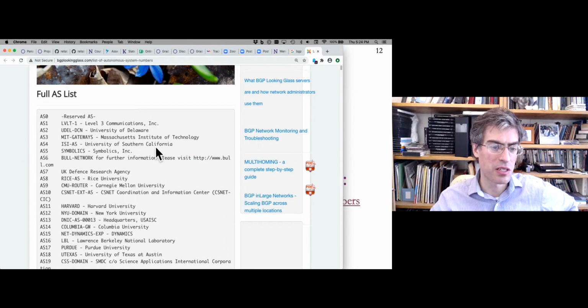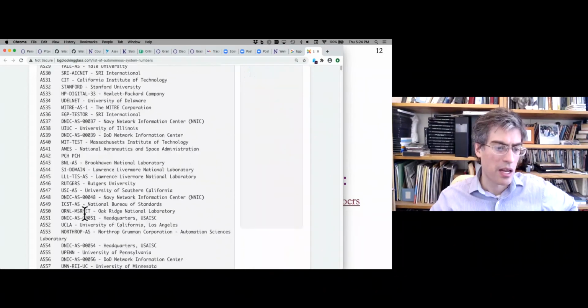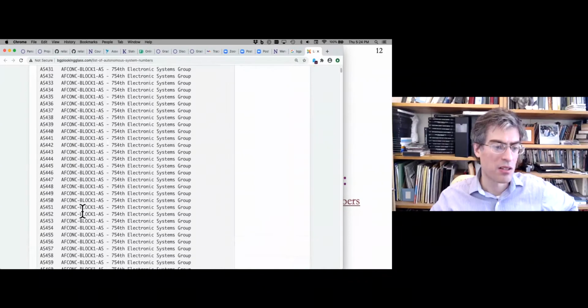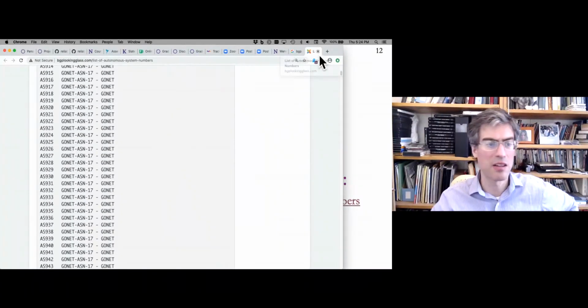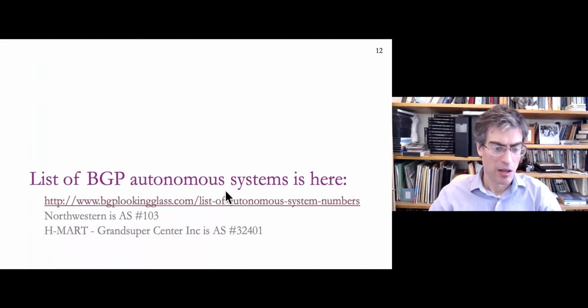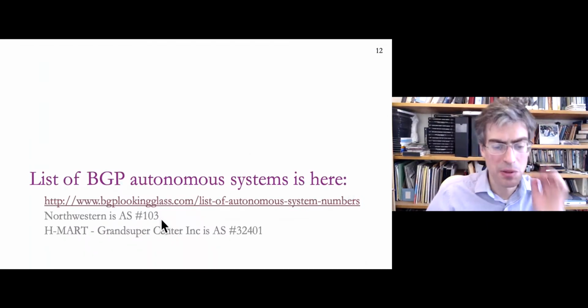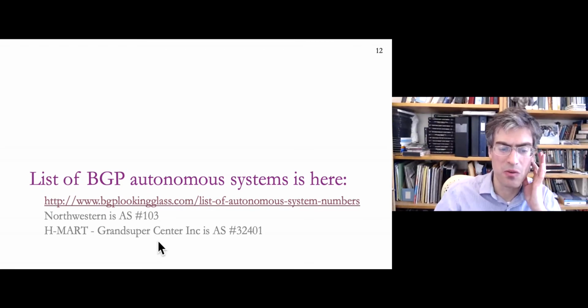You see universities that were involved in the very beginning of the internet. But if you go further down, you see other, more companies, and there are about, like I said, tens of thousands of these. For example, Northwestern is autonomous system number 103. So Northwestern got on the internet pretty early.